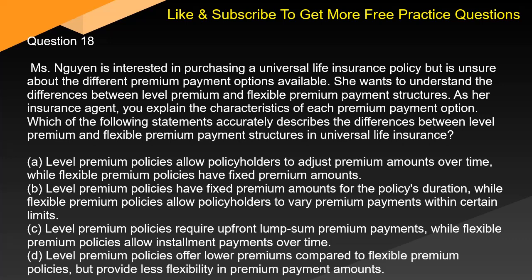insurance? A. Level premium policies allow policyholders to adjust premium amounts over time, while flexible premium policies have fixed premium amounts. B. Level premium policies have fixed premium amounts for the policy's duration, while flexible premium policies allow policyholders to vary premium payments within certain limits. C. Level premium policies require upfront lump sum premium payments, while flexible premium policies allow installment payments over time. D. Level premium policies offer lower premiums compared to flexible premium policies, but provide less flexibility in premium payment amounts.